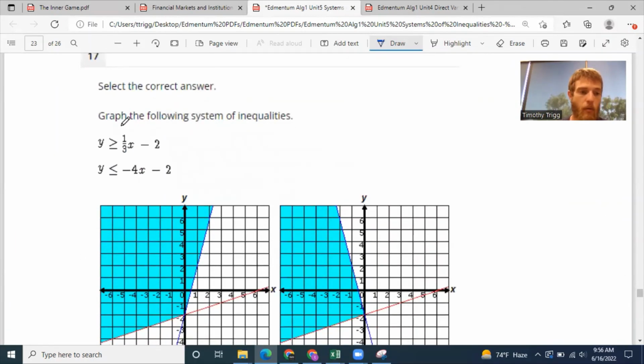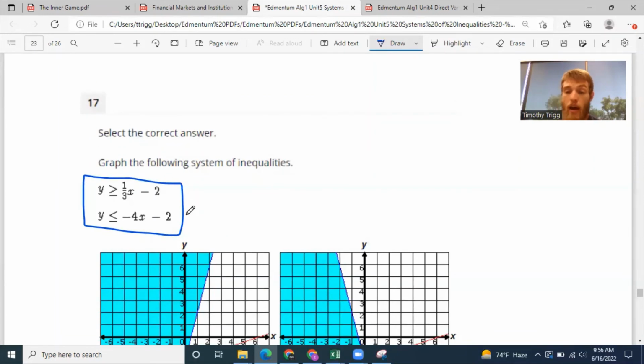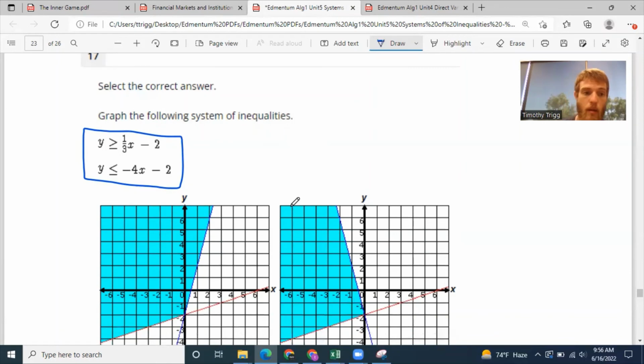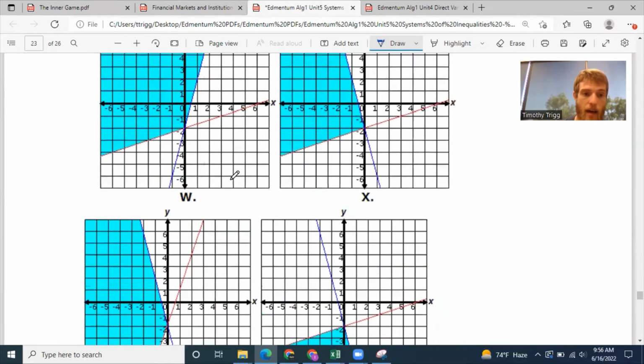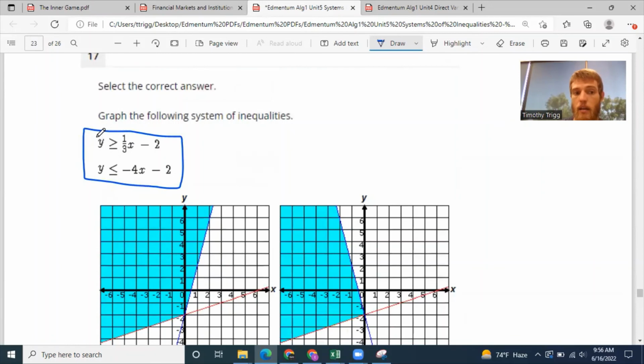Graph the following system of inequalities. So here we have a system, and we want to figure out which of these graphs is represented by that. Well, one thing you could do is graph the two graphs on Desmos and see which graph represents that. But another thing to keep in mind is that for this first line, it has y is greater than or equal to. So that means it would be a solid line. So this one has a solid line, and also it's shaded above. This one would have a solid line, but shaded below. Okay, so one graph should have shaded above, one should be shaded below.